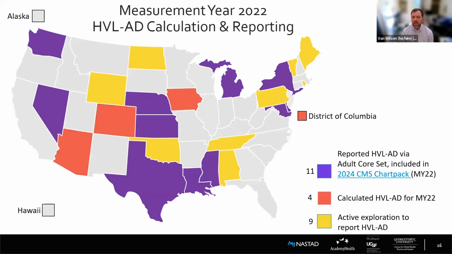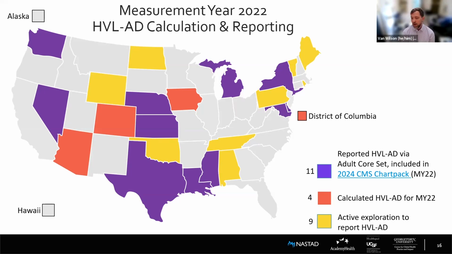So what's the current state of reporting given all of this work? For measurement year 2022, which was just reported in January of 2024 for the Adult Core Set, this is the state of affairs. Within there, we had 11 states in purple who officially reported in the Adult Core Set and showed up in the documents and the reports. And I have a link to the 2024 chart pack if you're interested in seeing that.